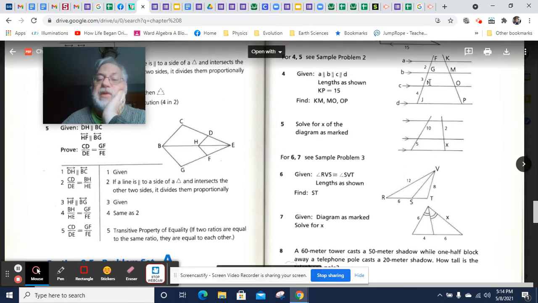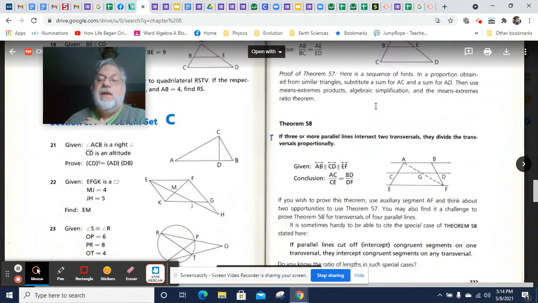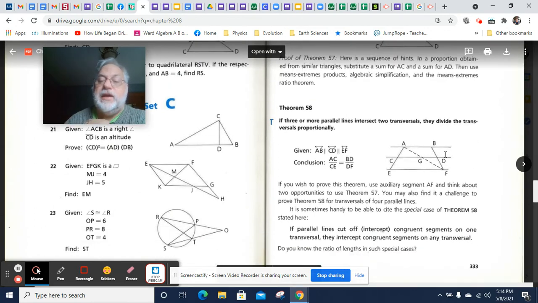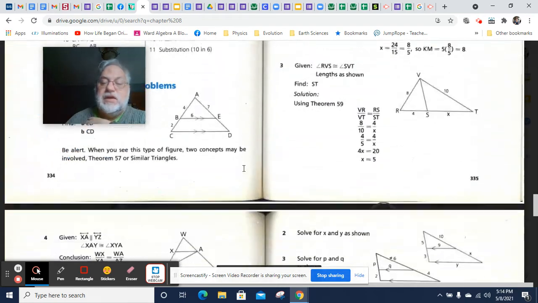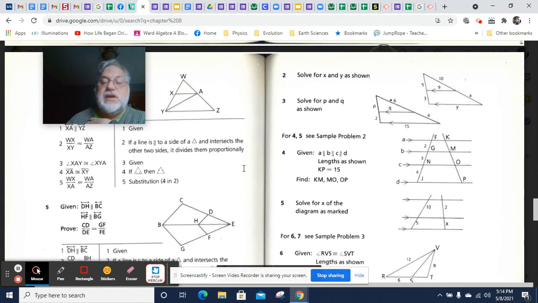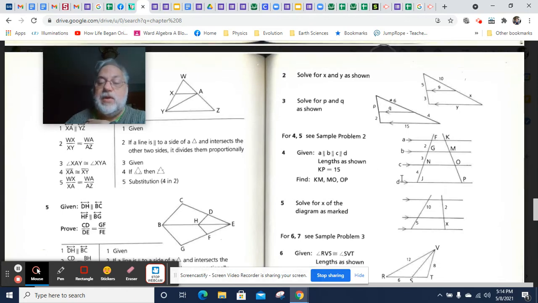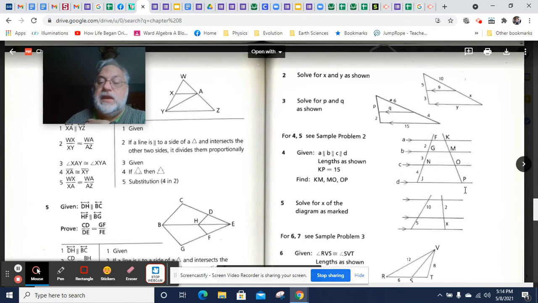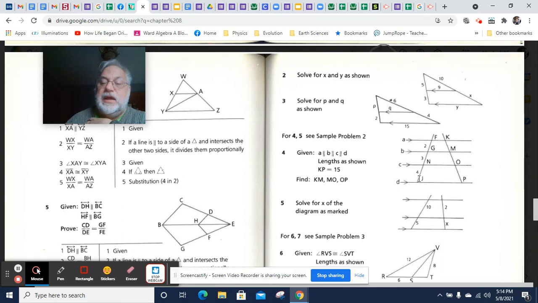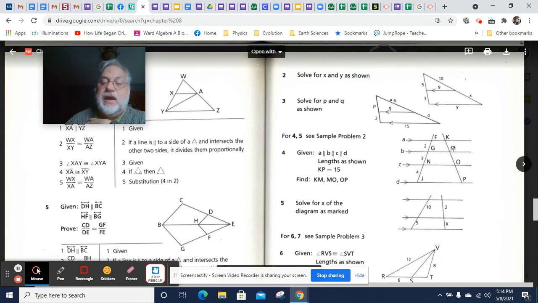So here we're going to be dealing with, I think it's Theorem 58. So scroll up. This is the one where you've got multiple parallel lines going through 2 or more transversals, and they divide the transversals into proportional segments. So we know A, B, C, and D are parallel. We know KP is 15, and we've been given some lengths for FG, GN, and NJ. We're asked about KM, MO, and OP. So we really just want to see how big all these little pieces are.